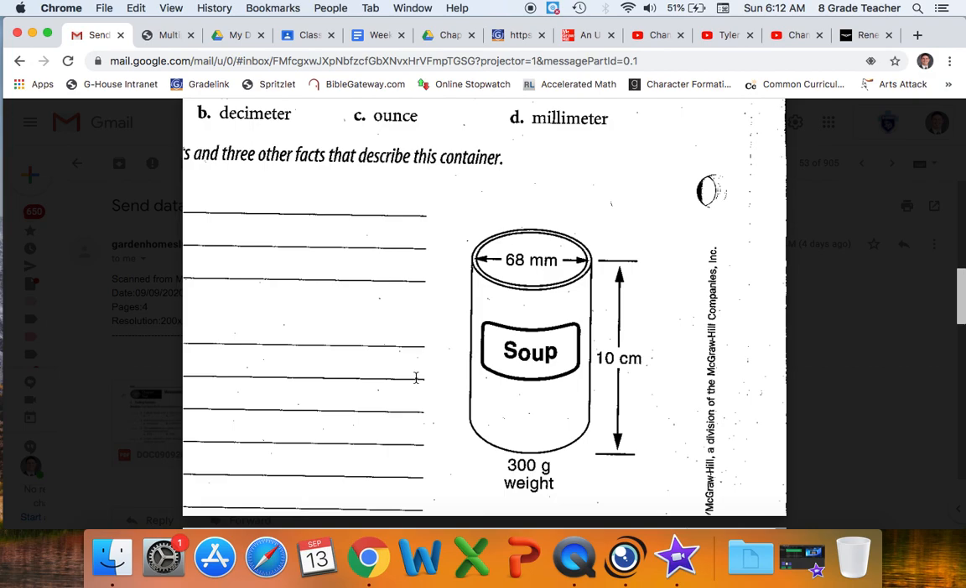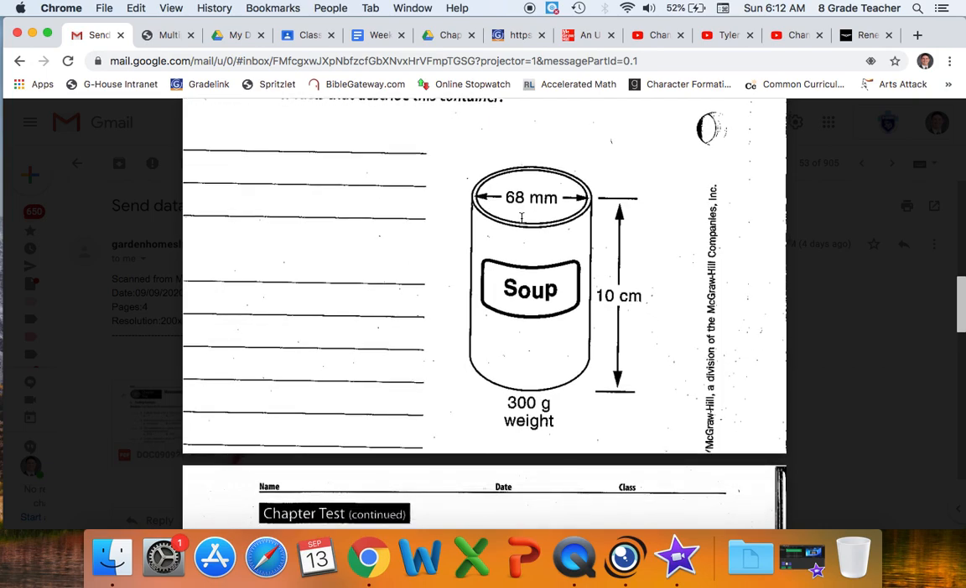Numbers 21, 22, 23, it says list 3 measurements and 3 other facts that describe this container. I'm going to ask you, well, what is the width of the top of the container, what is the height of the container, and what is the mass of the container? Those 3 numbers that are right here are the 3 measurements that could go on these 3 lines. Those are describing this can. The other ways in which you would describe this can is to maybe say, well, what other information is there? What color is it? What shape is it? What is in the can based on the label right here? You would list those things on these lines here.